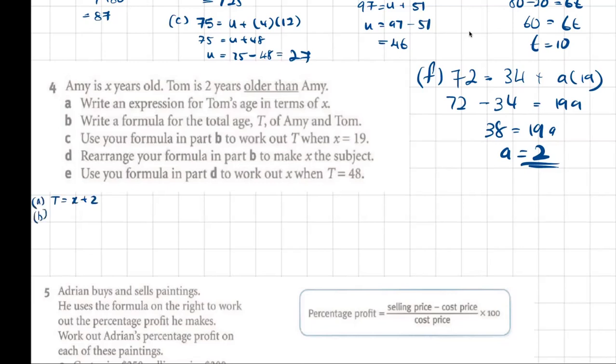We write a formula for total age. Tom's age, which is the total, we need to add Tom's age plus Amy's age. Use the formula in part B to work out T when X is 15, so T is equal to 2 times 15 plus 2.